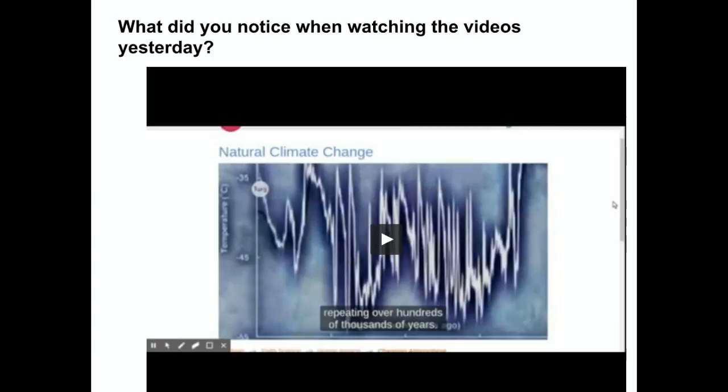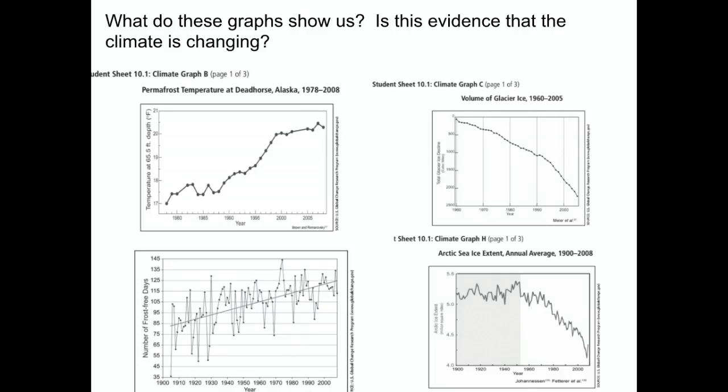Before we get rolling with lesson 11, we want to look back and think about what we learned by watching each other's videos last week, and then take some time to discuss what these graphs are showing us. What is this evidence? How is this evidence that the climate is changing?